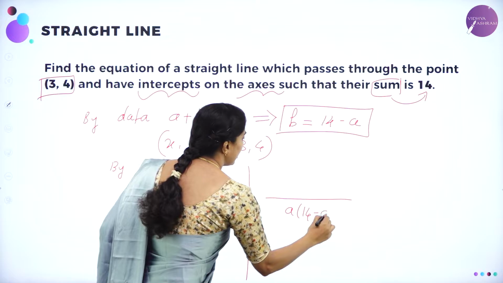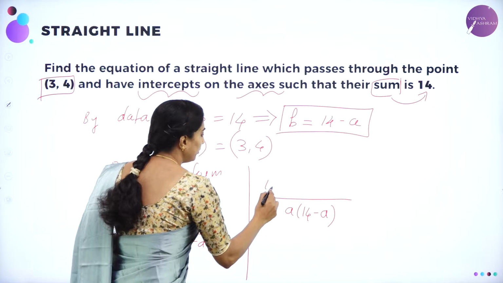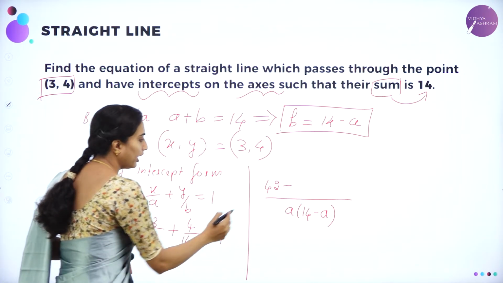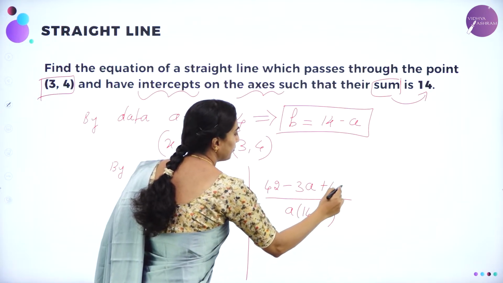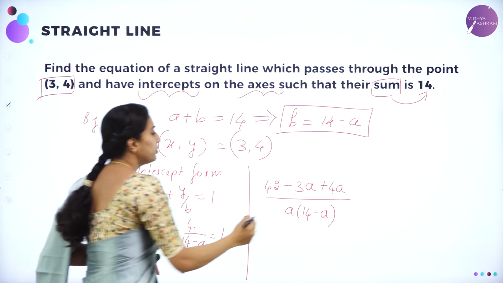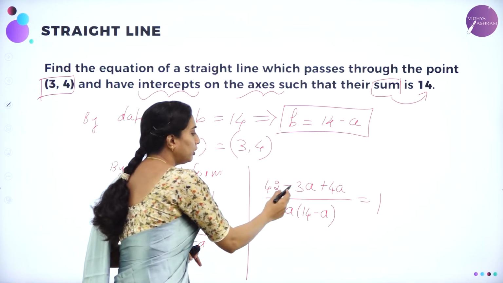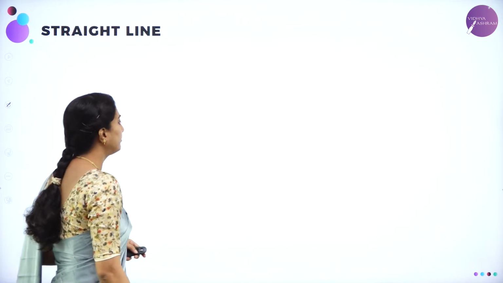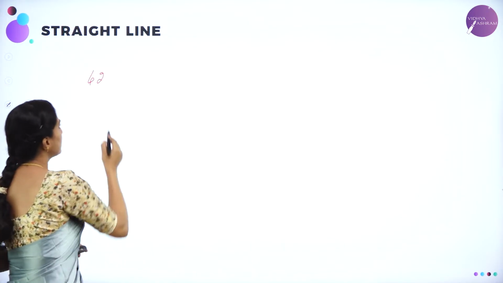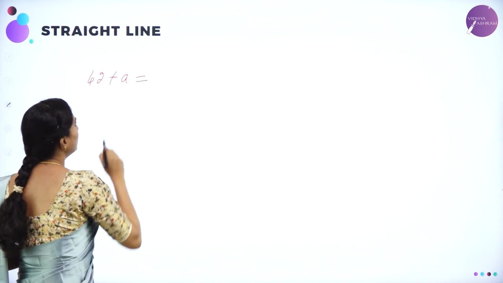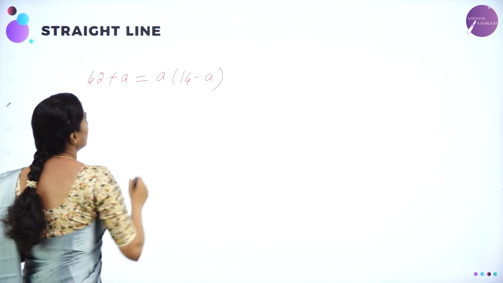The LCM is A into 14 minus A. So here 3 times 14 is 42, minus 3 into A is 3A. Again 4 into A is plus 4A, because you have a plus sign, which is equal to 1. Now you can cross multiply this. 42 minus 3A plus 4A is nothing but 42. So minus 3A plus 4A is plus A, which is equal to A into 14 minus A. Right?